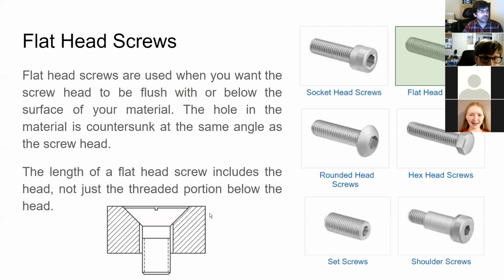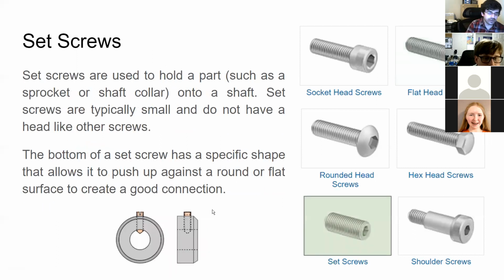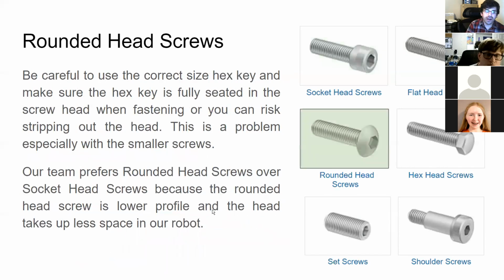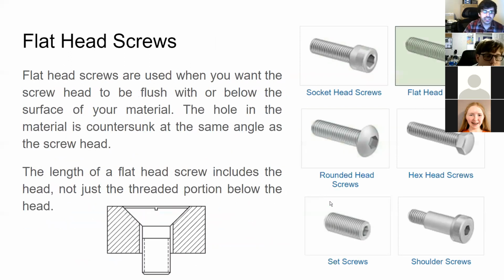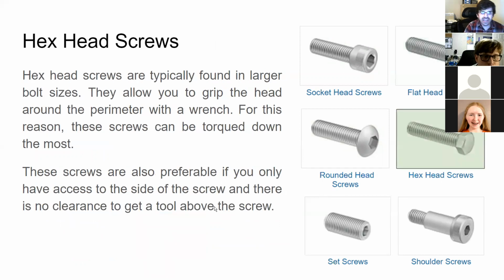One thing that you'll find when talking about the lengths of screws: on a socket head screw or a rounded head screw, the length does not include the head of the screw, it's just the threaded portion. On flat head screws, the head is included in the length. So that's just something to be aware of. Hex head screws are also really good in the sense that you can put a lot of torque on the screw head to get it really tight.